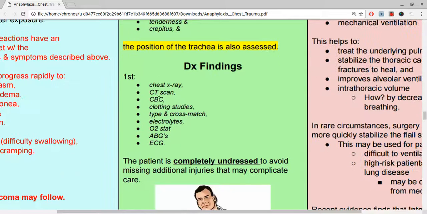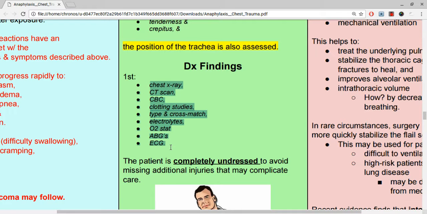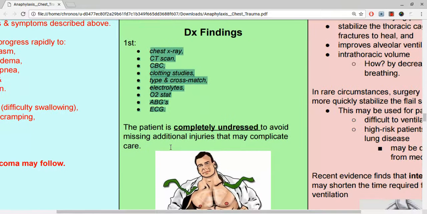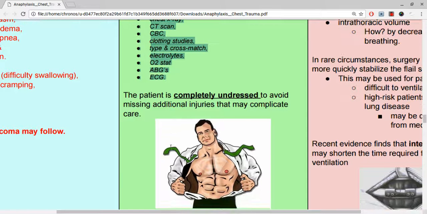Okay, so the diagnostics that are going to be performed are the chest x-rays, the CT scans, the CBCs, the clotting studies, type and cross-match, electrolytes, O2 stat, ABGs, and ECGs. Basically everything to check how they're breathing and what's going on with their chest.